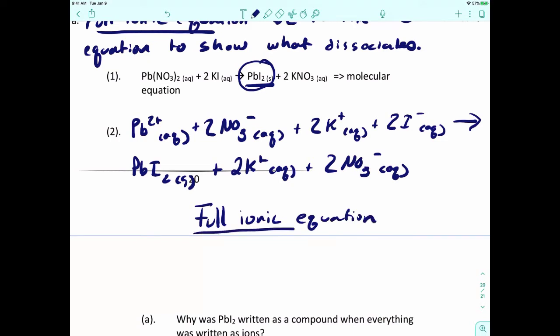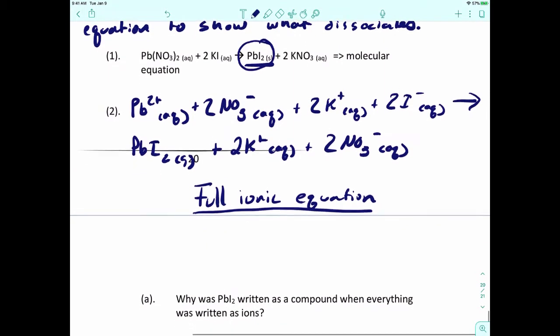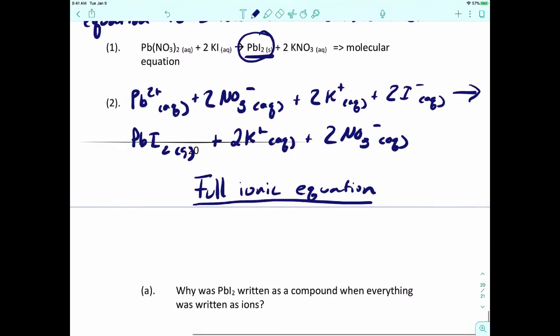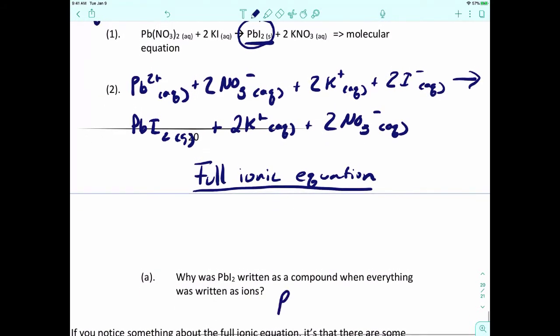Okay. Now again, why was PbI2 singled out? Why are we writing that together as a molecule instead of as ions? Because remember, that's our precipitate. That comes out of solution.